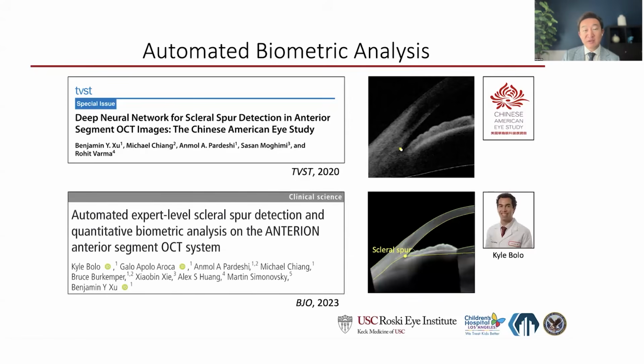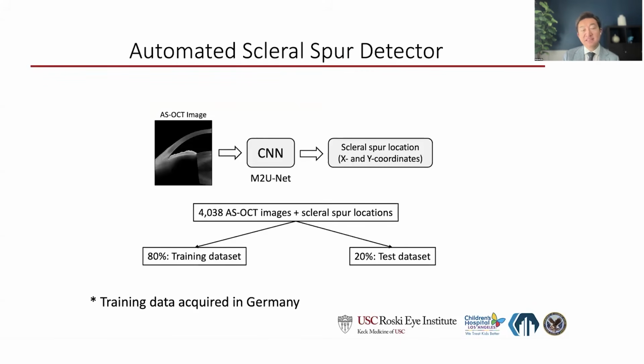And so in 2023, we conducted a study in which we developed a new version of this algorithm specifically for the Anterior using data that was collected on this device. And in this study, we wanted to demonstrate that we were achieving expert level scleral spur detection and that the measurements corresponding to these scleral spur locations were reliable. This diagram shows how we developed the model. Here we use just over 4,000 images, and the images were paired with the scleral spur coordinates, and the model relied on a convolutional network architecture.